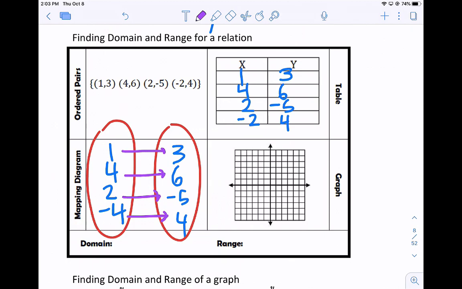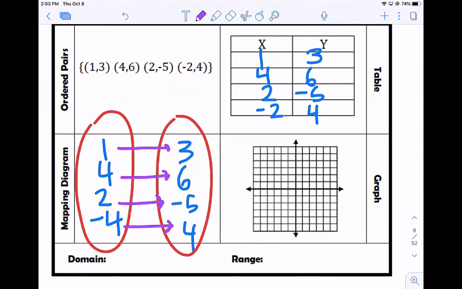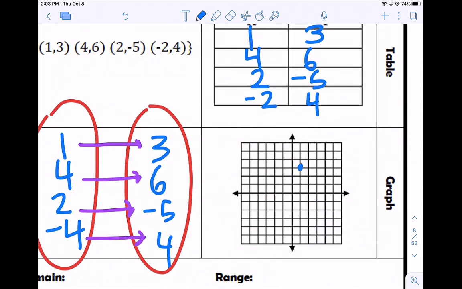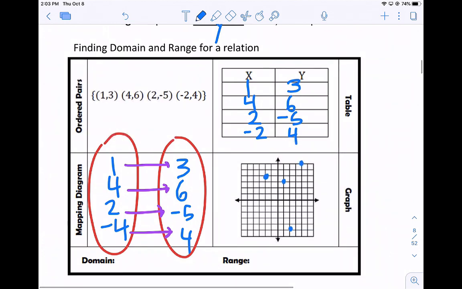And then a graph, we're going to graph the coordinates. So I'm going to go ahead and graph all these. So we have 1, 3. Here's 4, 6, 2, -5, and -2, 4. All right, so here are 4 representations of the same relation. Again, we have ordered pair, table, mapping diagram, and graph. And then we can talk about the domain and range.